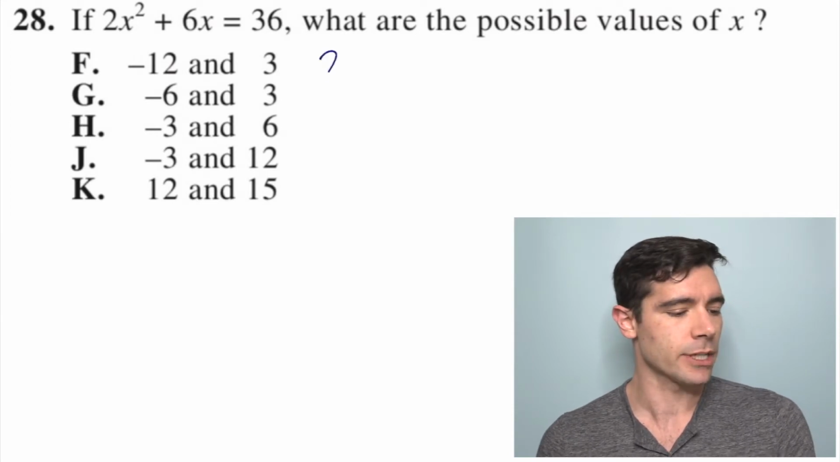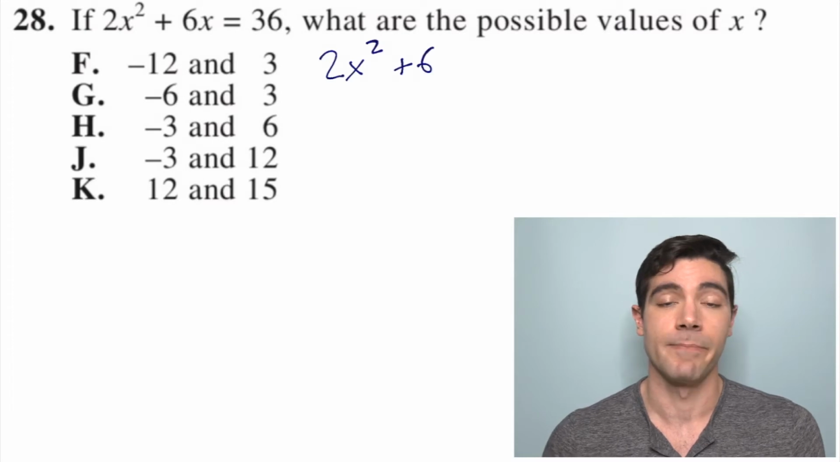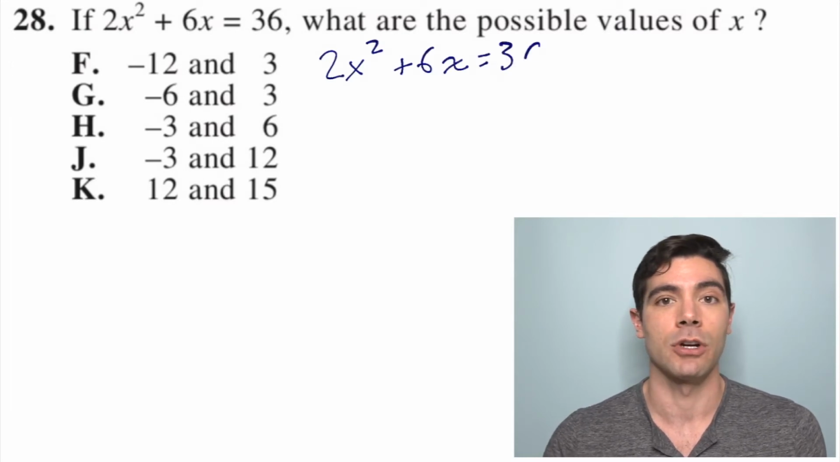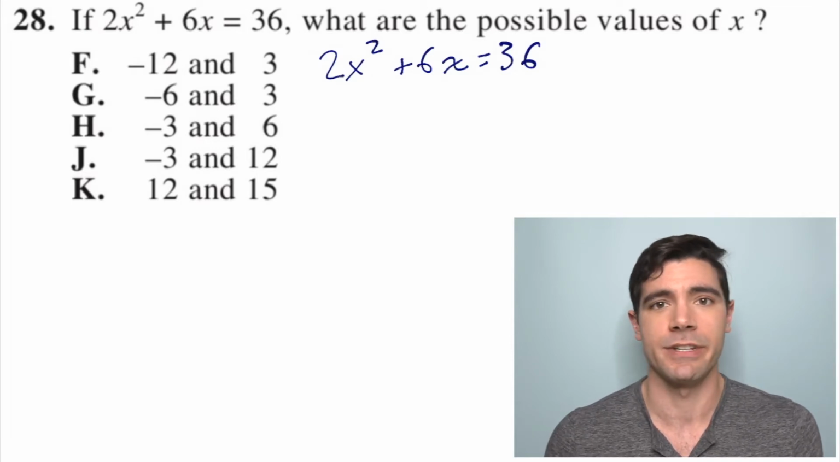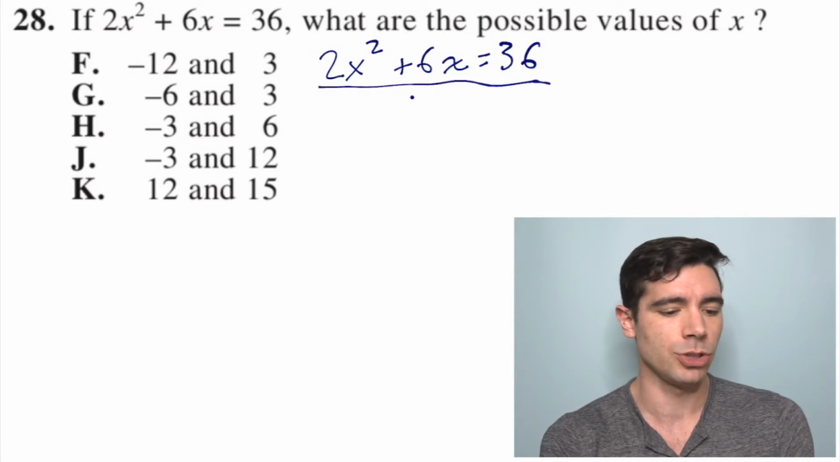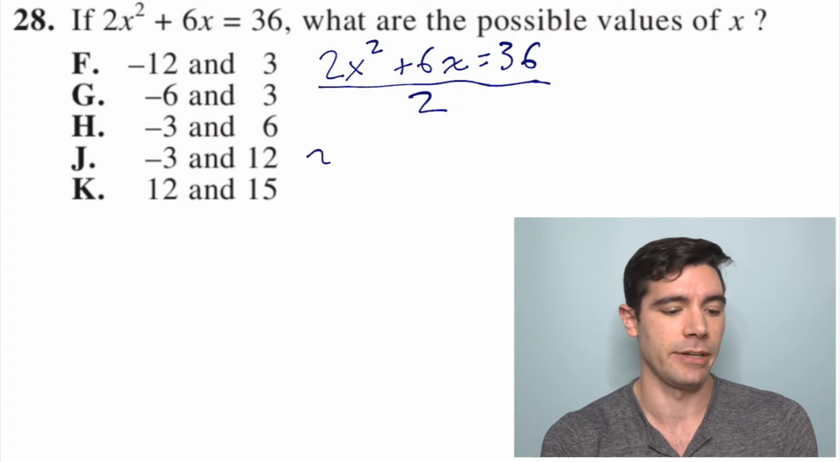All right, so we have 2x squared plus 6x equals 36. Right off the bat, I see that all of the terms have a 2 in them, right? So it's only going to make my life simpler to factor out a 2. So I'm going to divide the whole shebang-a-bang by 2. So that's going to leave me with x squared plus 3x equals 18.